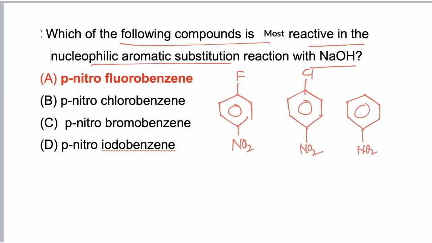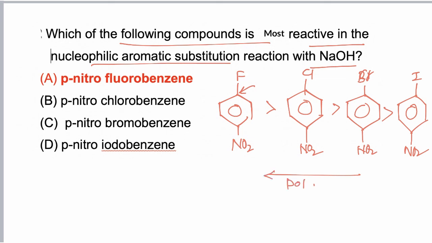If we take fluoro, chloro, bromo and iodo nitrobenzene and compare their reactivity, the reactivity depends on polarity. The carbon fluorine bond is most polar, so the nucleophile can easily attack at the atom where fluorine is attached. So fluoronitrobenzene is most reactive, then chloro, then bromo, and then iodo. As the polarity increases, the rate of SNAr reaction also increases. Hence para-nitrofluorobenzene is most reactive, and the correct answer is A.